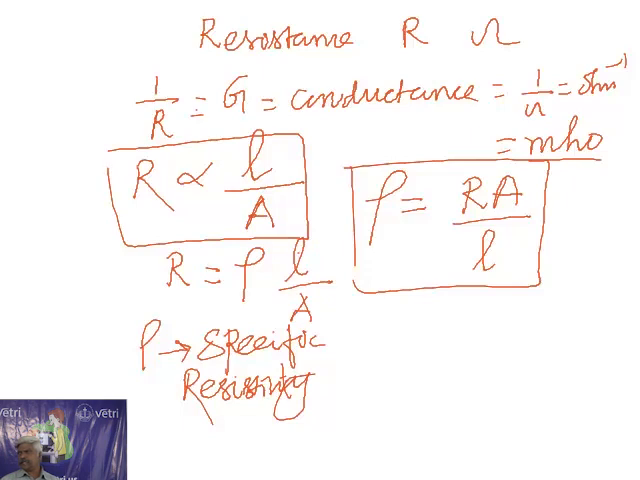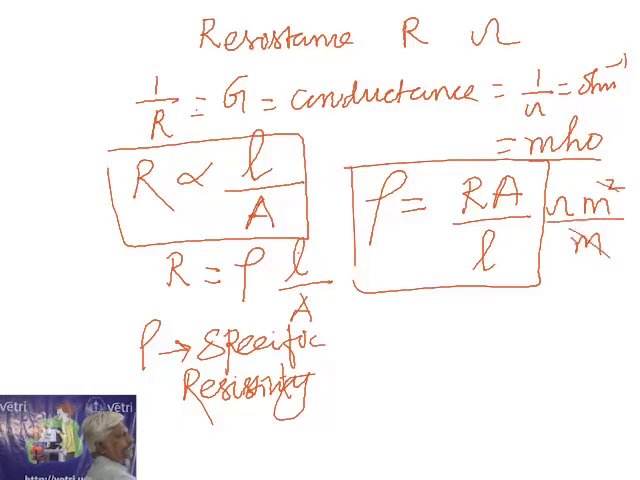A is the area of cross section. We can put it as pi r squared. Now what is the unit of resistance? We know ohm. Area is meter squared, divided by meter, so one meter gets cancelled. So the unit of specific resistance is ohm meter.